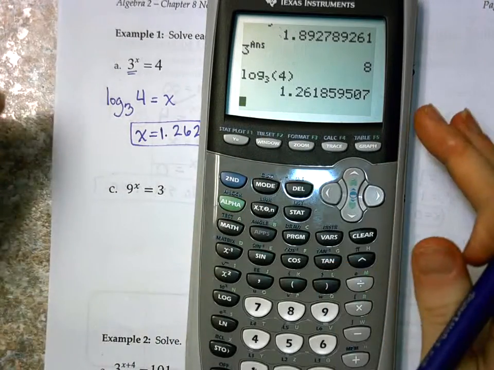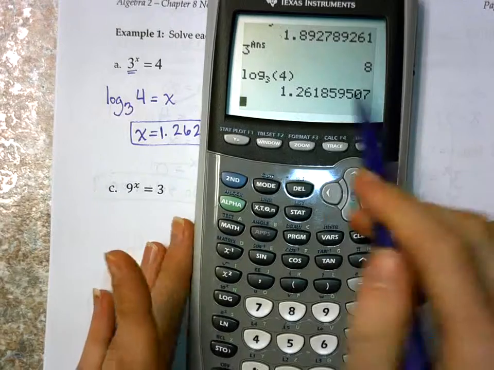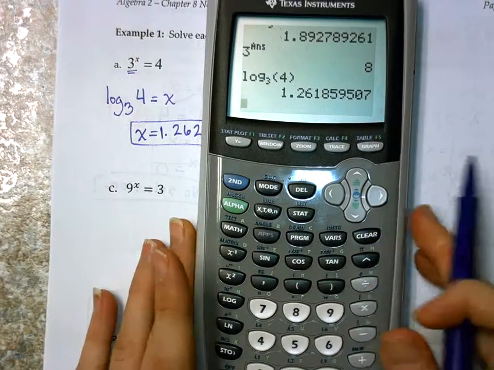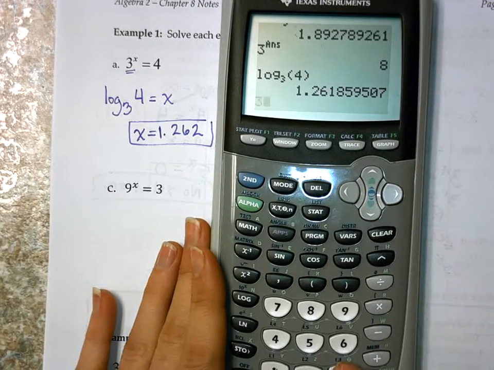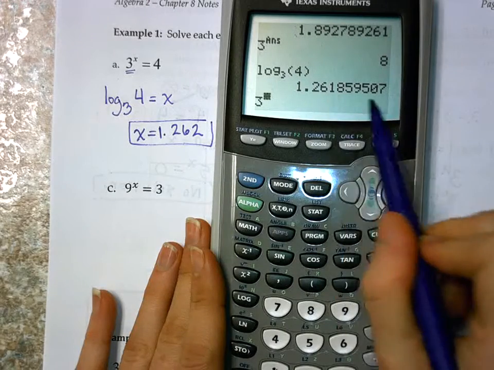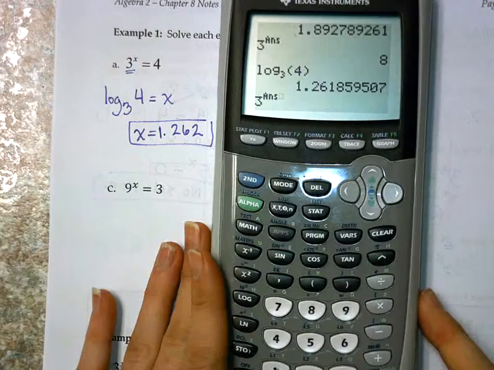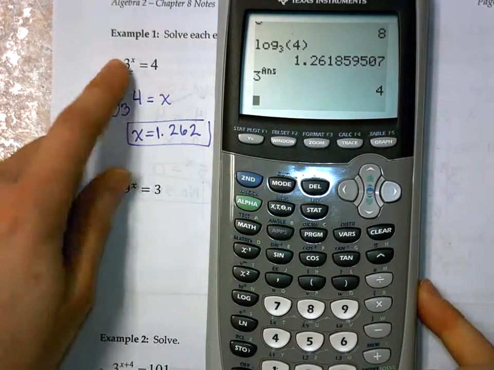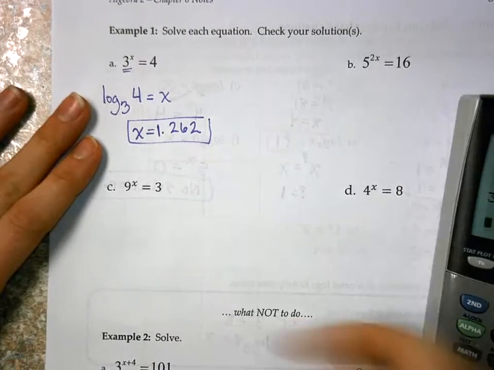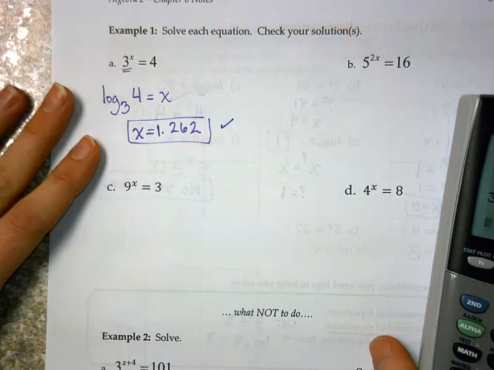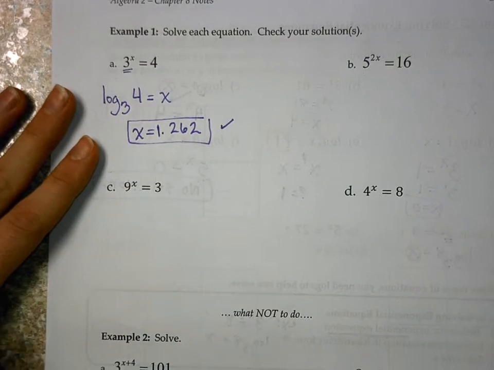But now don't touch your calculator, don't press clear, keep that answer in the previous line so you could check it. Does 3 raised to the answer in that previous line, so second negative, does that equal 4? And it does, so we've checked it off, and we know we have the correct answer. All right, let's go to letter B.